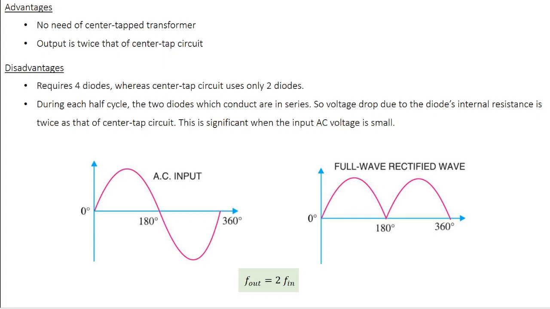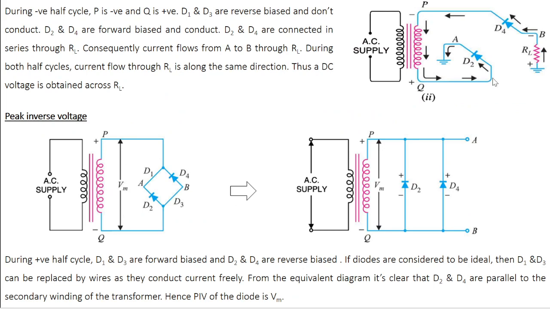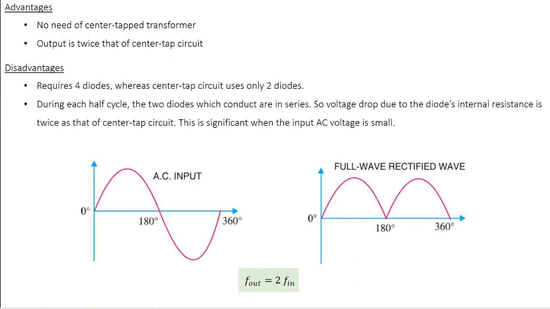Okay. So you need to spend more money on your diodes. The second one, during each half cycle, 2 diodes which conduct are in series, right? So here D2 and D4 are in series through RL. In the previous case, D1 and D3 are in series through R. So this is a series connection.